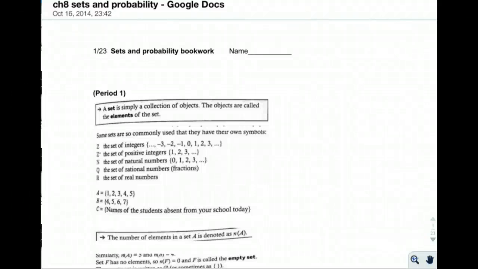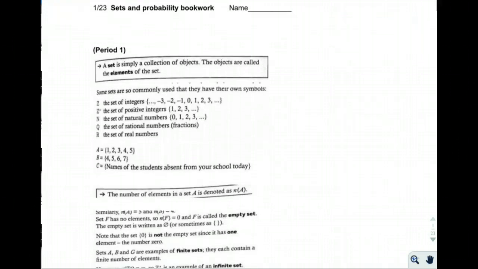Sets and Probability Bookwork, page 1. First, I'm just going to go through these notes here.